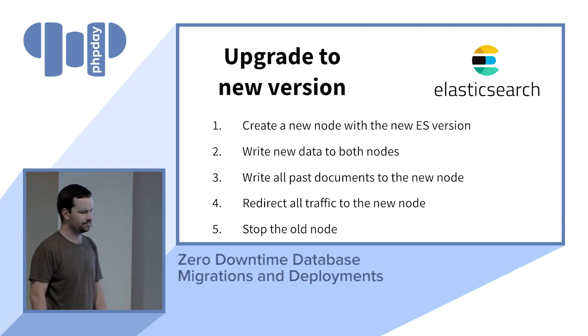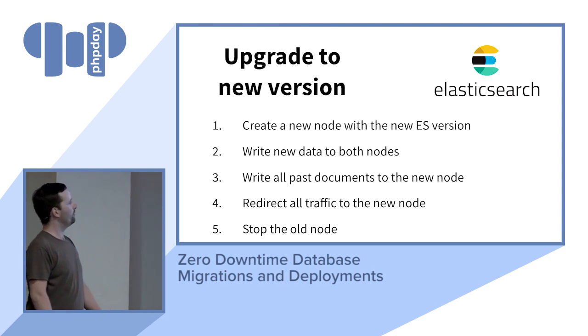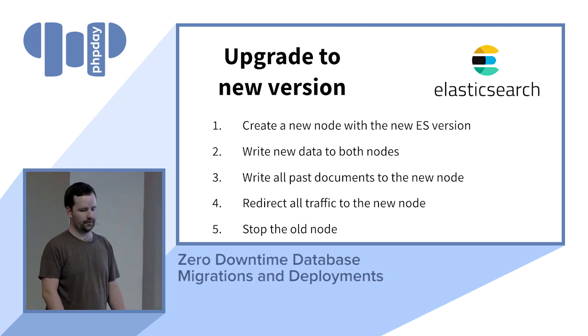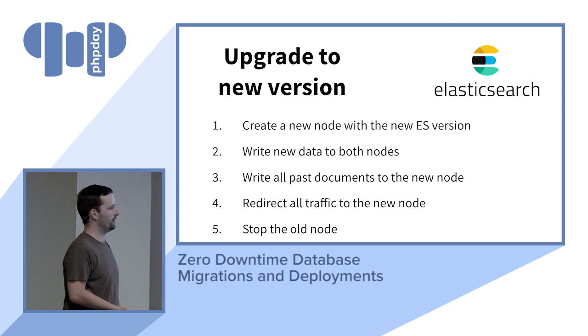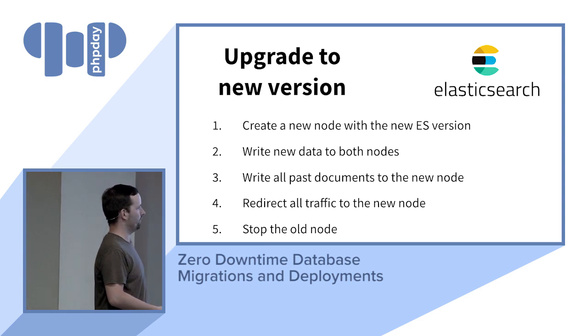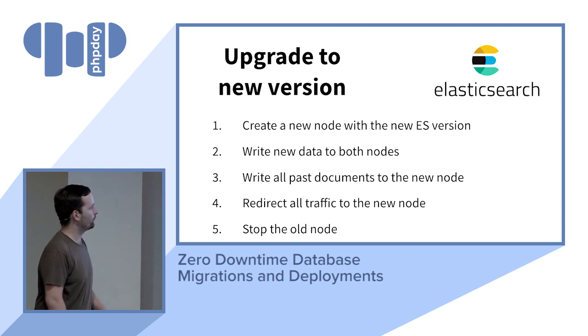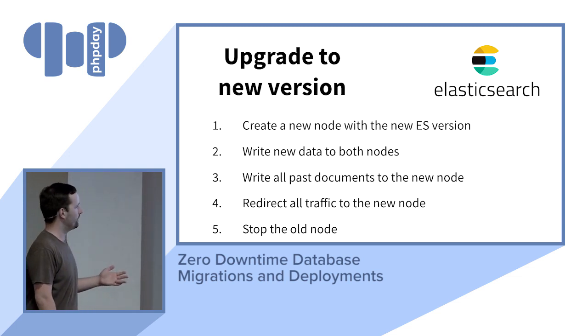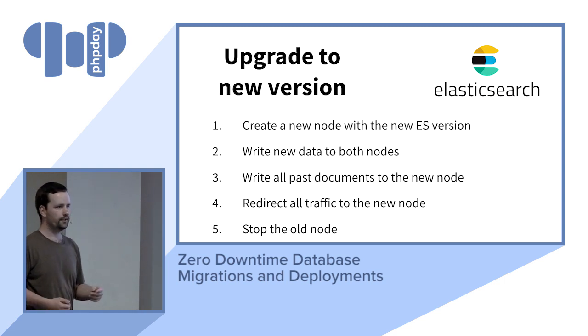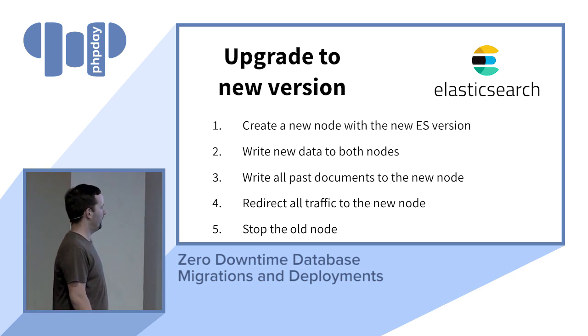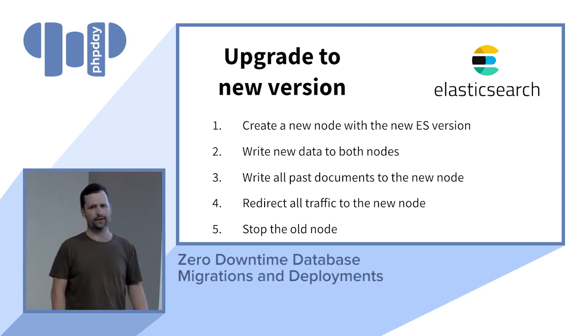Something a little bit more complex is when you need to upgrade to a new version of something, for example, Elasticsearch. So it usually means that there are some incompatibilities, and you would want to do it with a downtime, but that's very risky. So the safe approach to do it continuously is to create a new server, a new node with a new Elasticsearch version, then update the application so that it writes the new data to both nodes. Then you can write all past documents to the new node so that it has complete data. And between steps 3 and 4, you can actually test the new node.